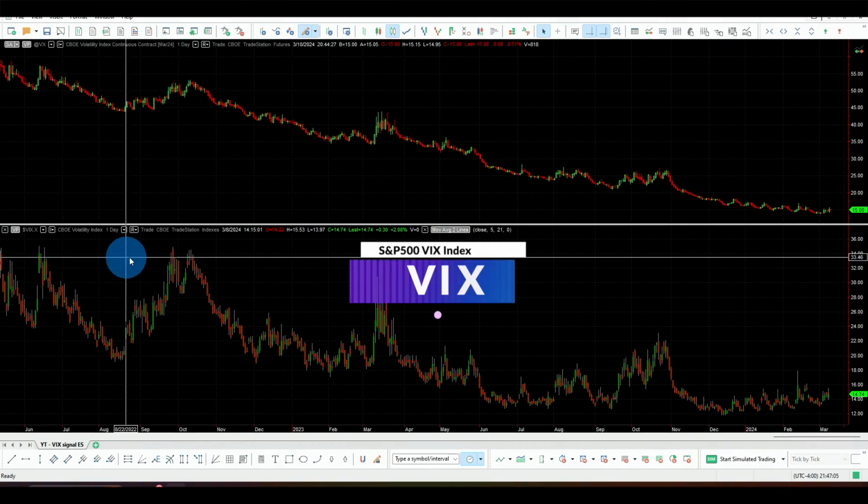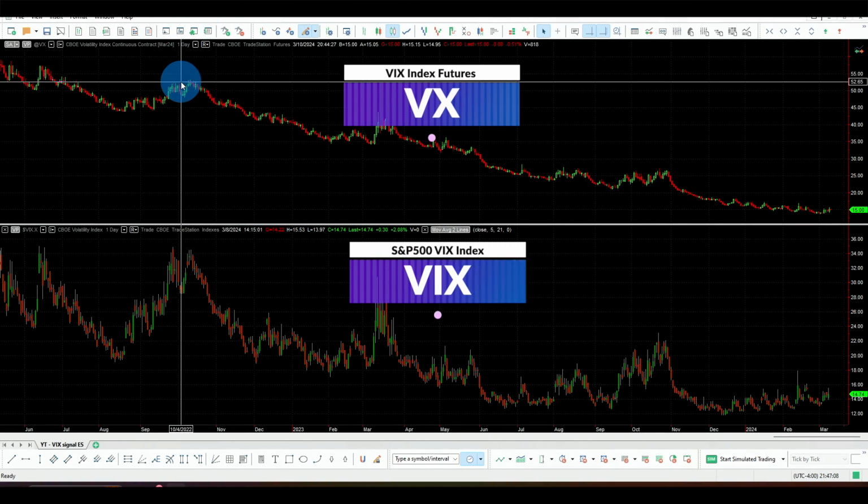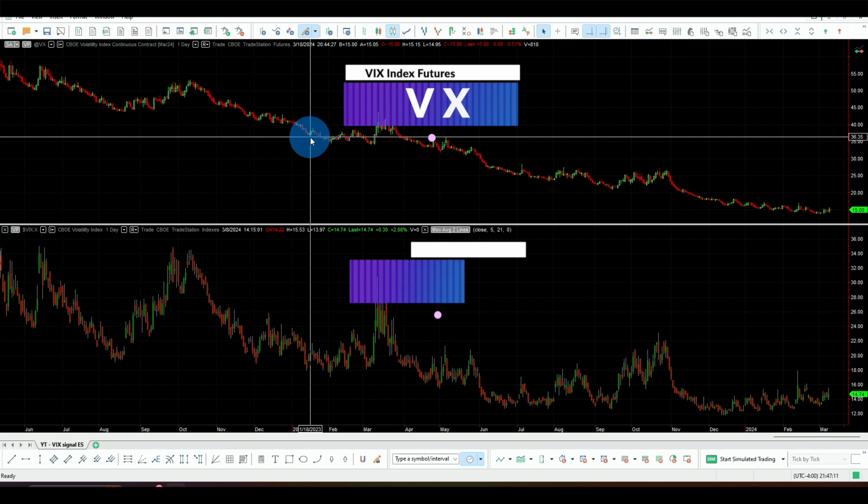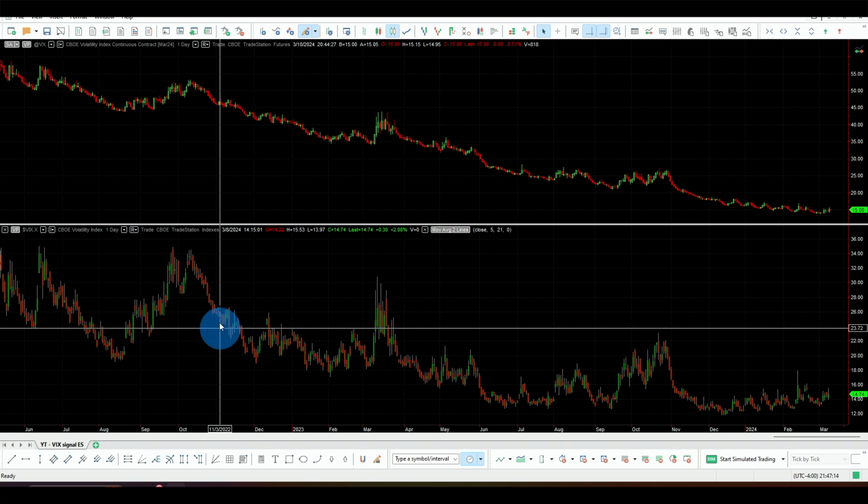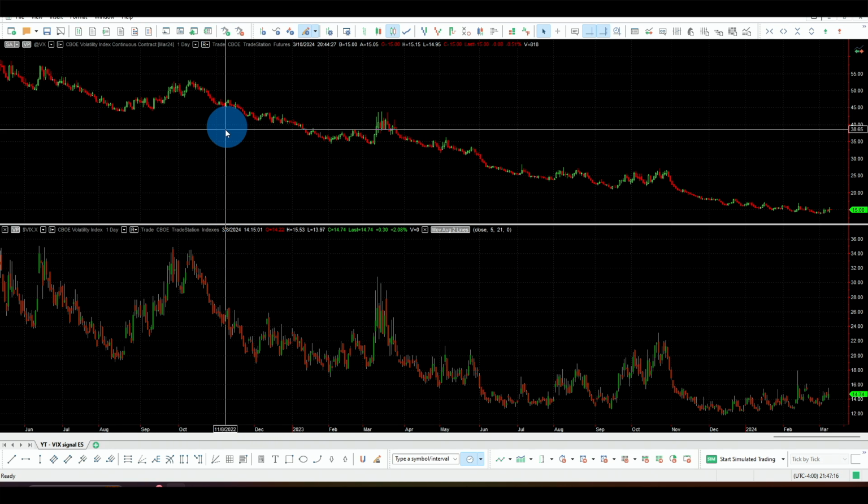Now, the index itself is not tradable, but there are derivatives on the index like VIX, which is the futures, or multiple ETFs that you can trade on the index. So here I have the index at the bottom and the futures derivative on the top. You cannot trade the index like I mentioned, but you can trade the futures or the ETFs.